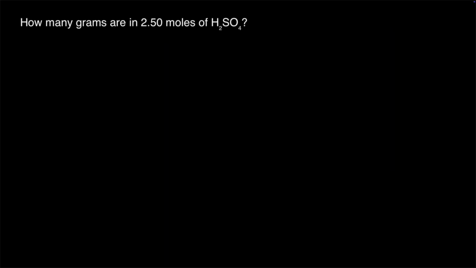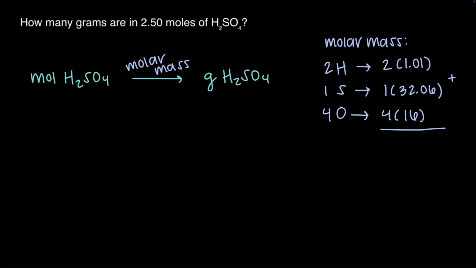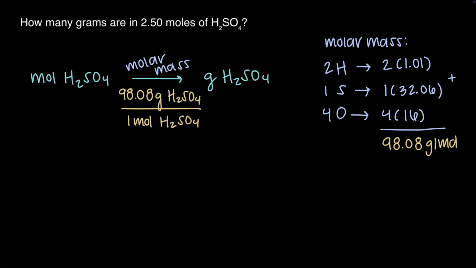This question says how many grams are in 2.5 moles of H2SO4. For the unit map, we are given 2.5 moles of H2SO4, and we need to convert to grams of H2SO4. To convert from moles of H2SO4 to grams of H2SO4, we can use the molar mass because it connects grams and moles together, where we can cancel one of the units out to get to the other. To find the molar mass, I will add 2 hydrogens, 1 sulfur, and 4 oxygens. The molar mass comes out to 98.08 grams of H2SO4 per every 1 mole of H2SO4.